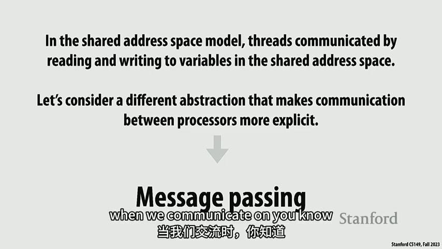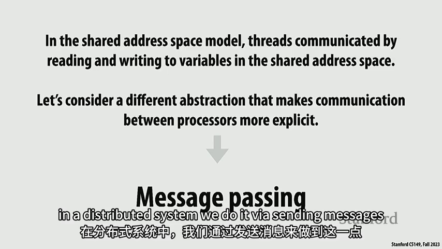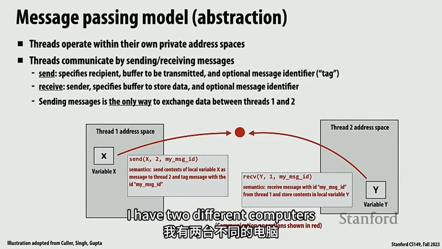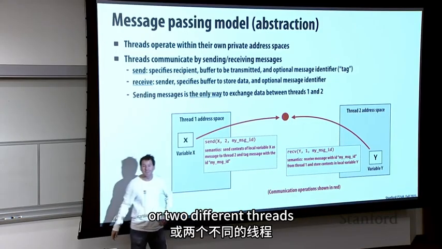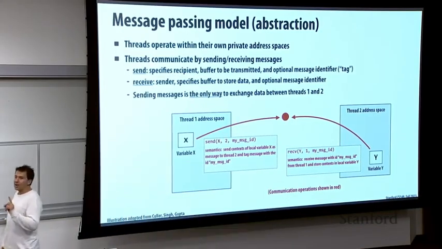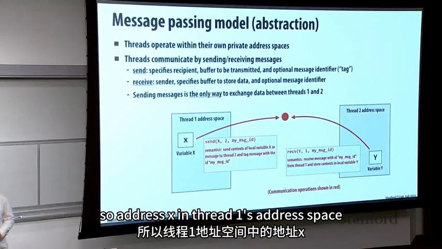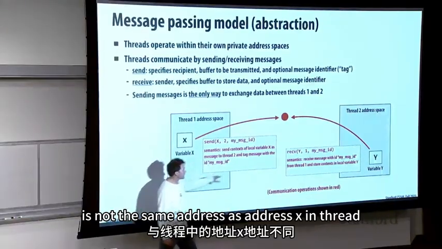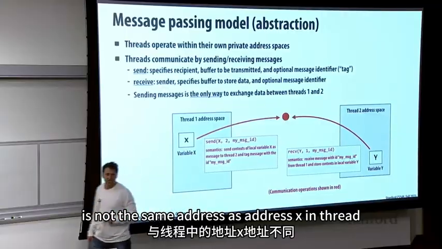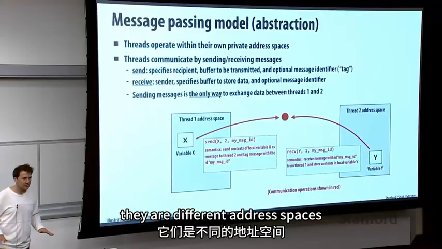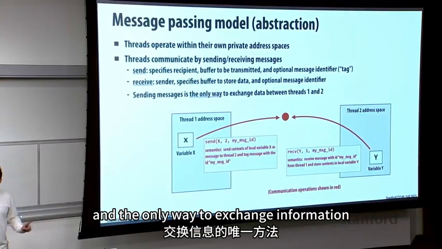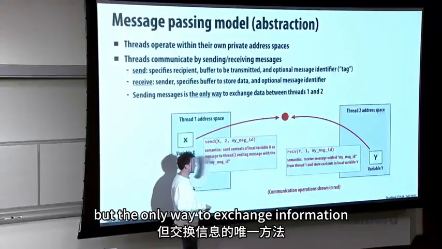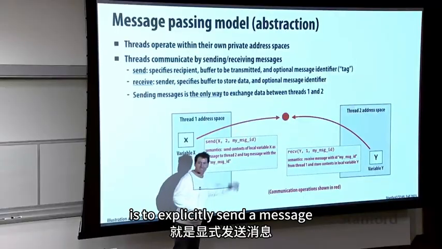When we communicate in a distributed system, we do it via sending messages. Maybe it's an HTTP GET or a POST or something like that, or a response. But the name of the game is I have 2 different computers or 2 different threads, and each thread, keyword now, works in its own address space. So address X in thread 1's address space is not the same address as address X in thread 2's address space. They are different address spaces. Every thread can load and store the variables in its own address space, but the only way to exchange information across these threads is to explicitly send a message.